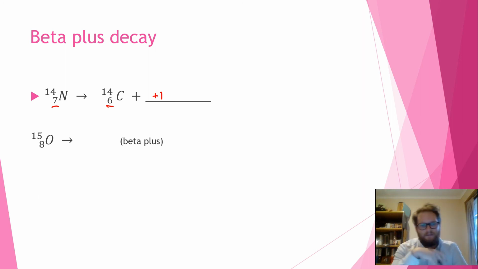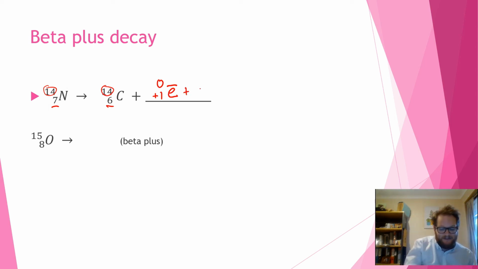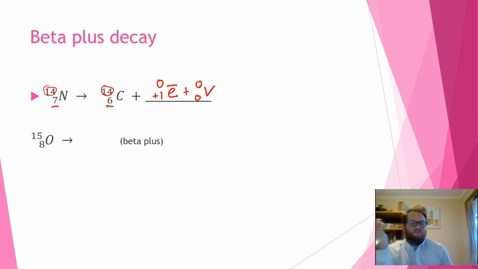Okay, so we've got a +1 charge. We know that the mass is the same, so it's going to be 0. So let's just call this an anti-electron or a positron. Job done. Not quite. We've also got to add in a neutrino. Now, not an anti-neutrino because we've already got an antiparticle. We just need to do a regular neutrino. And that's it. That's all we need to do.